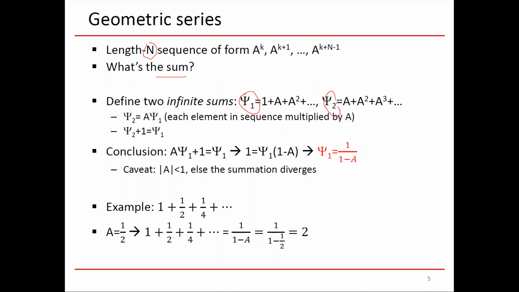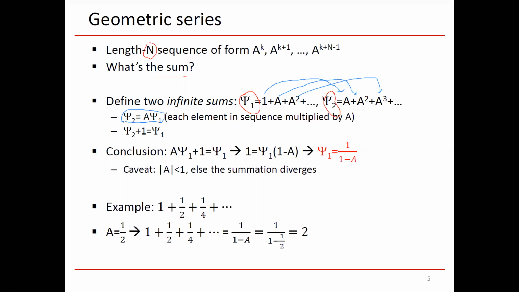Psi 2 is similar, except that the 1 goes away. So a plus a squared plus a cubed, and so on. Now let's look at psi 1 and compare it to psi 2. So first of all, every element in psi 1, when we move to psi 2, it's multiplied by a. 1 becomes a, becomes a squared, becomes a cubed, and so on. And therefore, psi 2 is equal to a multiplied by psi 1.